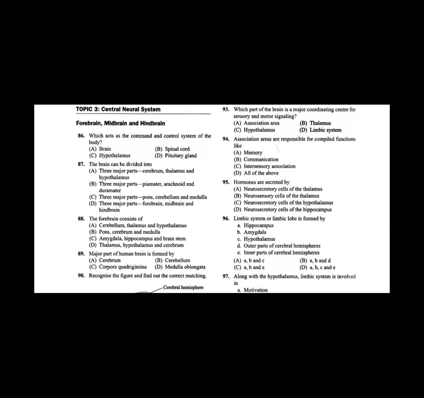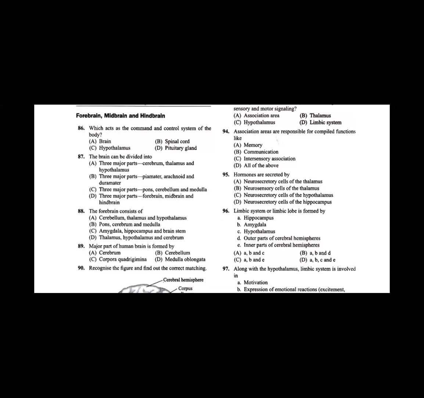Question number 87: the brain can be divided into what parts? The three parts given are cerebrum, thalamus, and hypothalamus. These are not the major parts. Cerebrum is not the hindbrain, and thalamus and hypothalamus are forebrain structures. So for question number 87, the right answer is the three major parts that we know the brain has: forebrain, midbrain, and hindbrain. Question number 87, the answer is D, students.